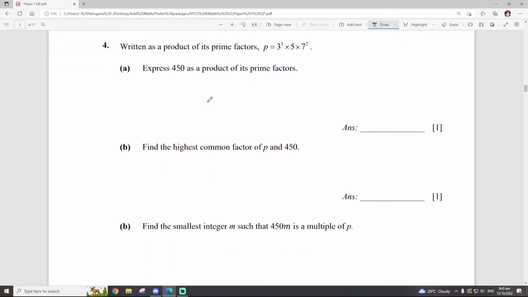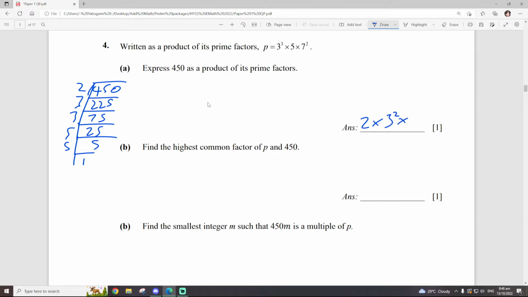Question 4, we have 450 as a product of prime factors. So this is the ladder method, right? You have 2, so make the ladder as long as you need, 225. 225 divides by 3 to give 75. This divides by 3 again. So this is 25, this is 5, this is 5, 5, and of course you get just the 1 at the bottom. So it will actually be 2 times 3 squared times 5 squared.